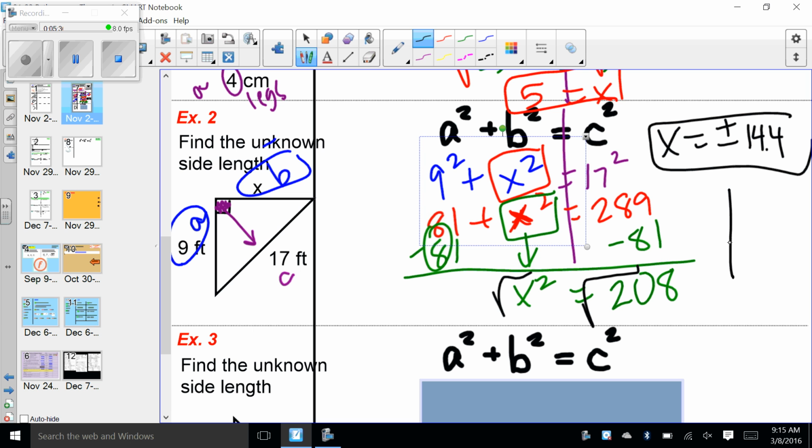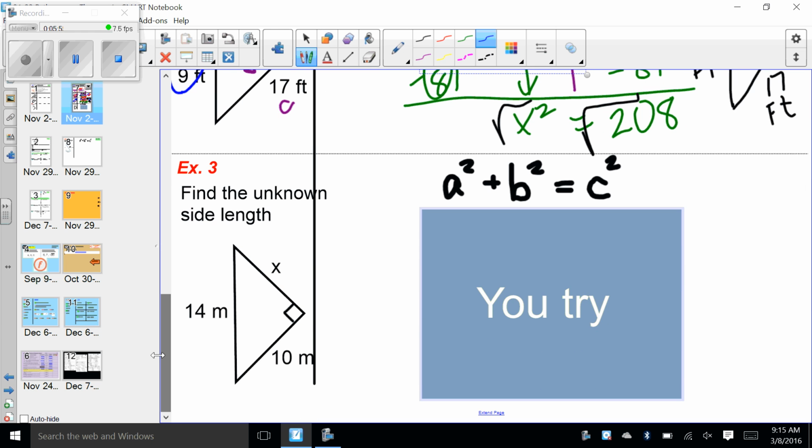So the triangle that was given looks like this. And we knew that the hypotenuse from the beginning was 17 feet. And we knew that this was 9 feet, one of the legs, but we did not know this leg here. And so we just found it. That leg there is going to be equal to 14.4 feet. So not a nice whole number. It doesn't always come out that way.